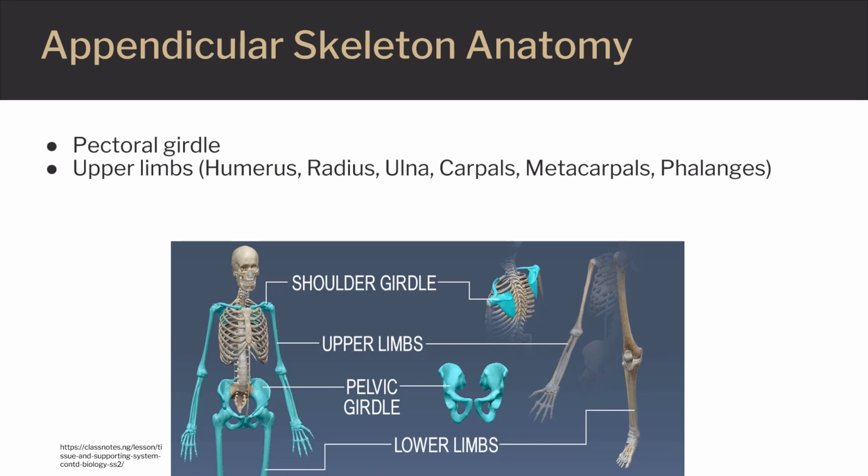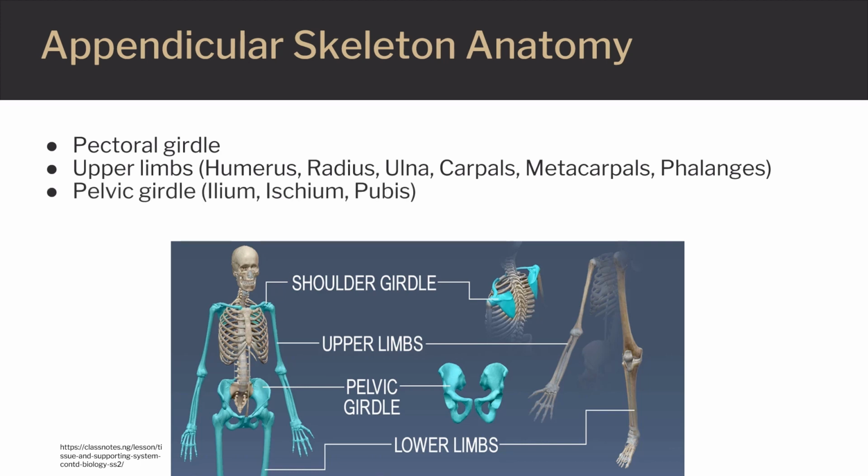The carpals are a group of 8 bones found in the wrist area. The metacarpals are 5 bones found in the middle area of the hand. And the phalanges are 14 bones that make up the fingers. 3 for each of your long fingers and 2 for your thumb.